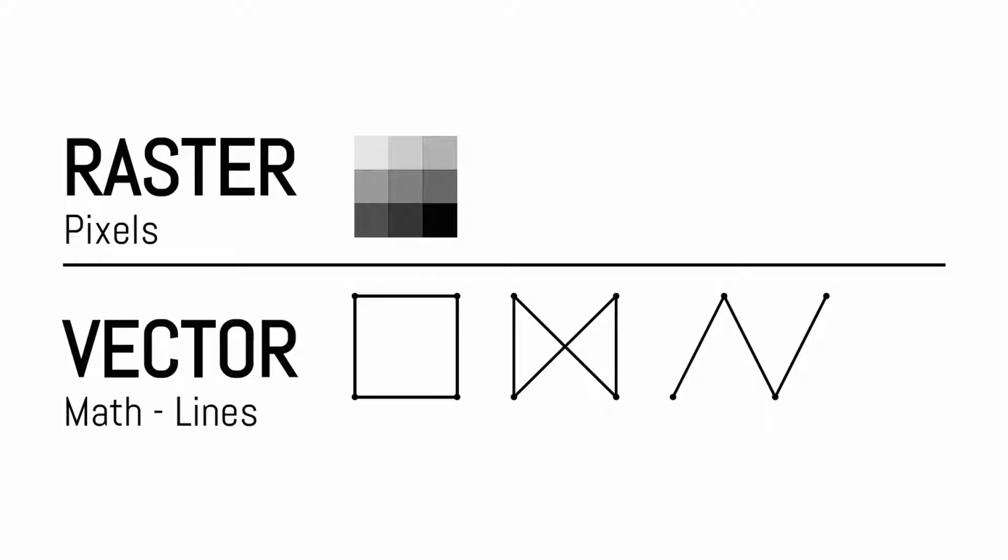And that's different from vectors. Vectors, instead of being pixel-based, are actually math-based. It's actually a math equation that is generating the line work that you see in your drawings. And that makes vectors easily and infinitely scalable, and make them as small as you want or as big as you want, and they'll always retain their quality.